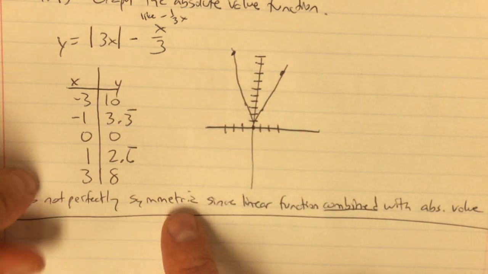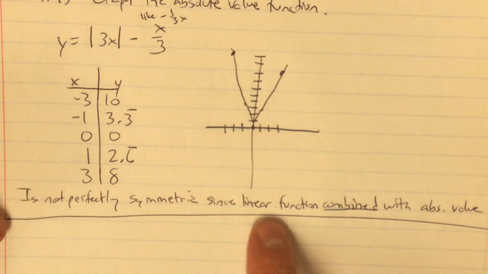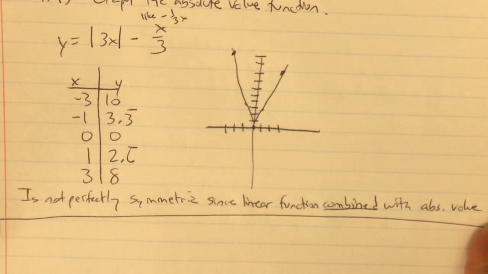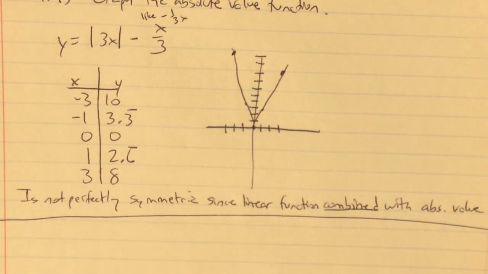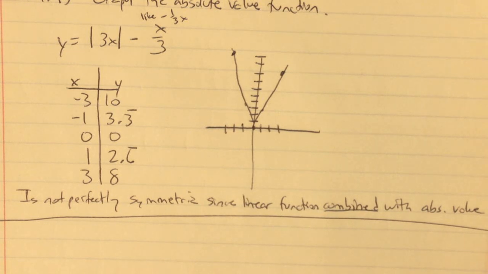So it's not perfectly symmetric because it's a linear function combined with the absolute value. So there are two different types of functions in this one. Okay, so that would be the end of that problem. See, this had negative 3 at 10/3, this had positive 3 at 8. They're not both the same, so it's not perfectly symmetric. All right, again, that'd be the end of the video. Hope that helps.